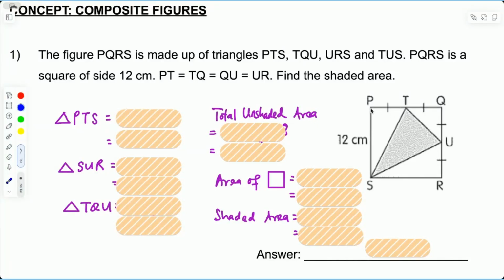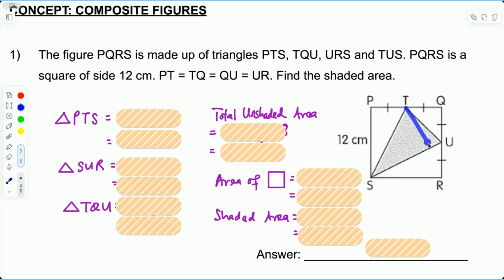Question 1. The figure PQRS is a square. Inside this square, there are 4 triangles. We need to find the shaded area, which is the area of triangle TSU. However, we do not know the base length of the triangle TSU.